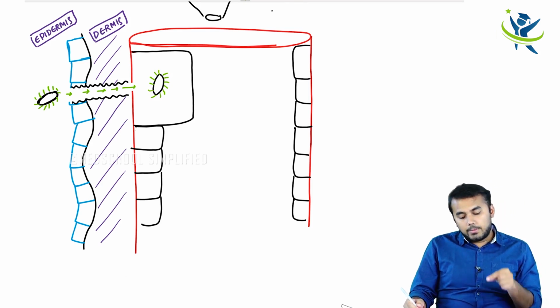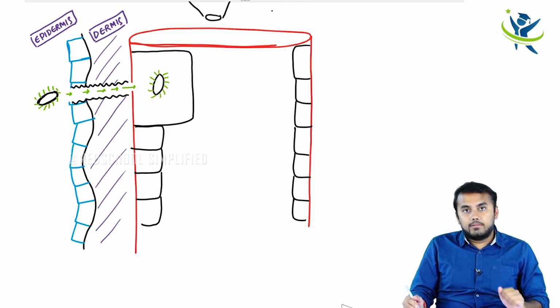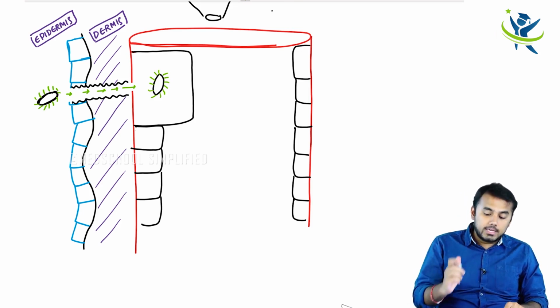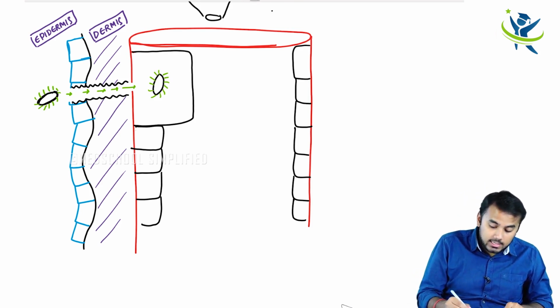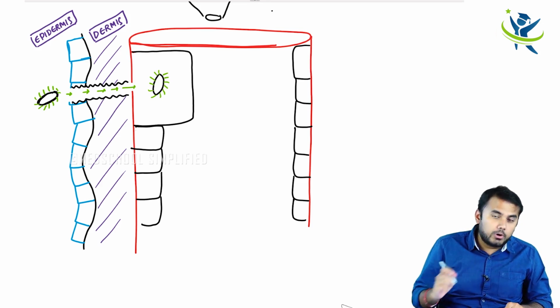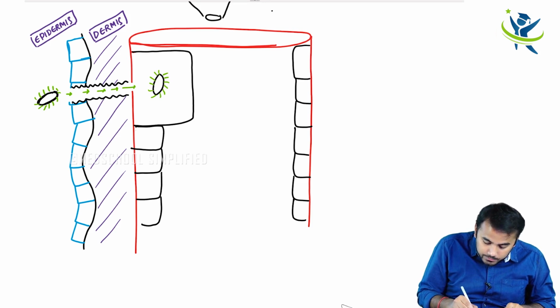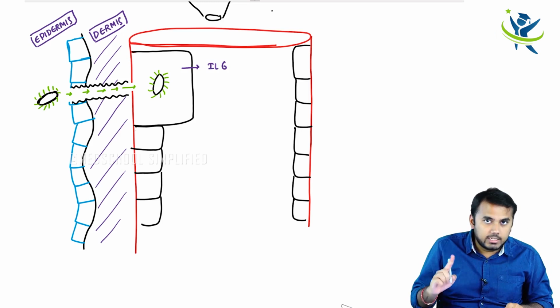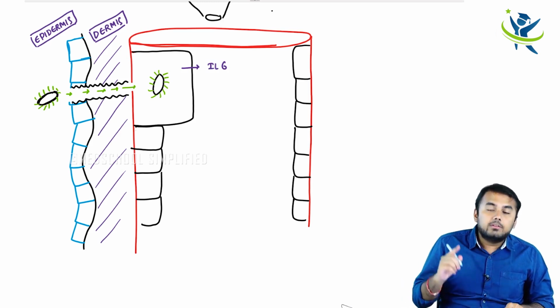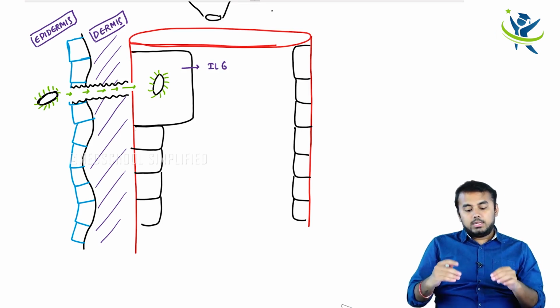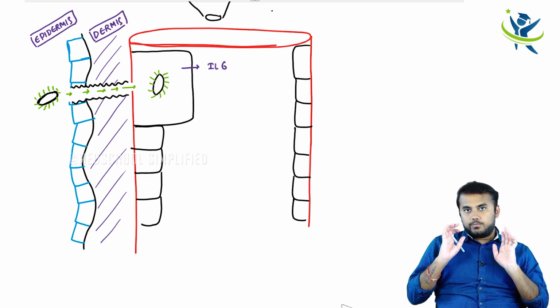Now the moment the bacteria enters into the endothelial blood vessels, this bacteria will stimulate the endothelial cells so much that the endothelial cells release two important things. What are those two important things? It will release interleukin 6, that is one cytokine, and it will also release another cytokine, that is interleukin 8. Okay, fine. So first it is going to release interleukin 6.